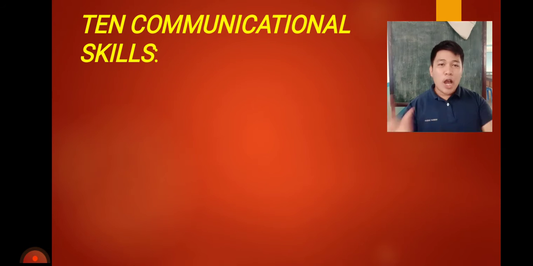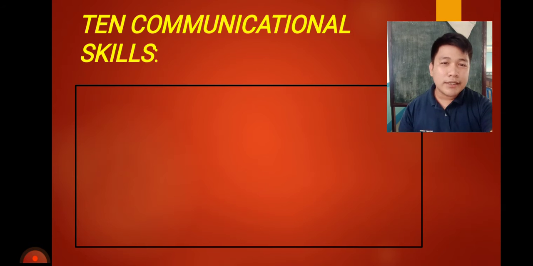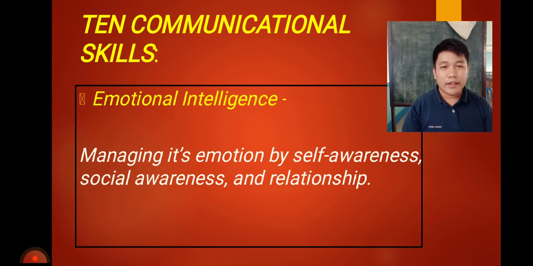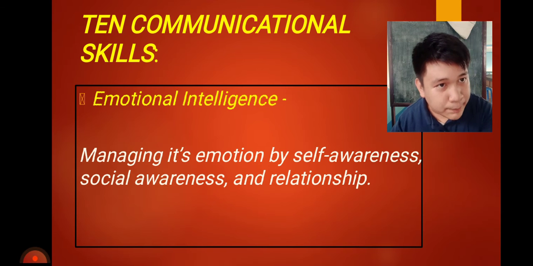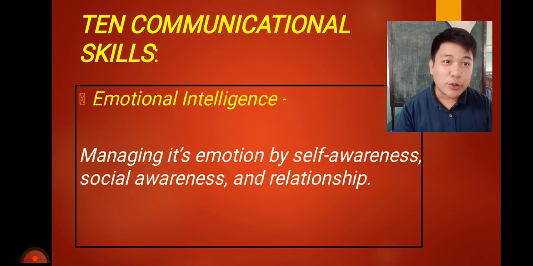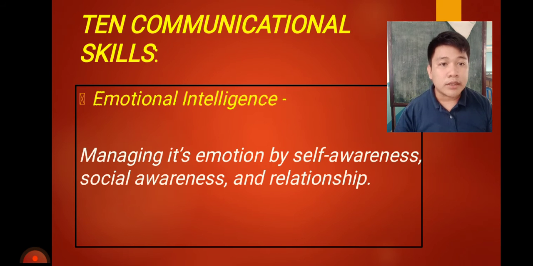Okay, and now we need these 10 communication skills. The first communication skill is emotional intelligence. This is managing emotion through self-awareness, social awareness, and relationship management. This skill is very important in translating. It means that the emotion of the source speaker should be your emotion. That must be portrayed and transferred to the receiver, to the audience. And you must know the target of the speech, the content, and the scope, so that you can be aware of that.